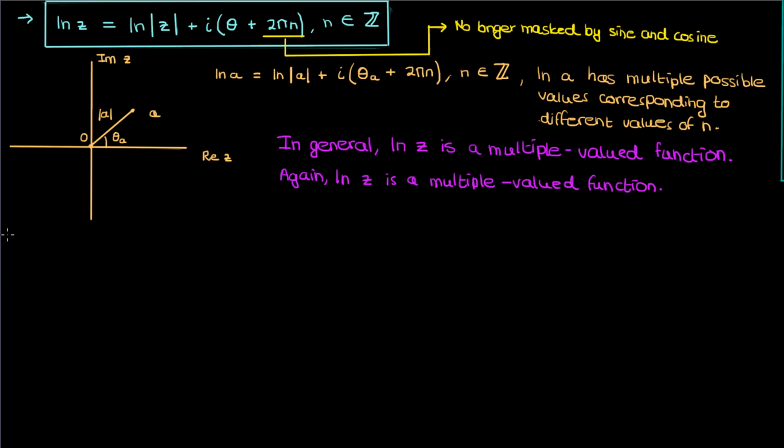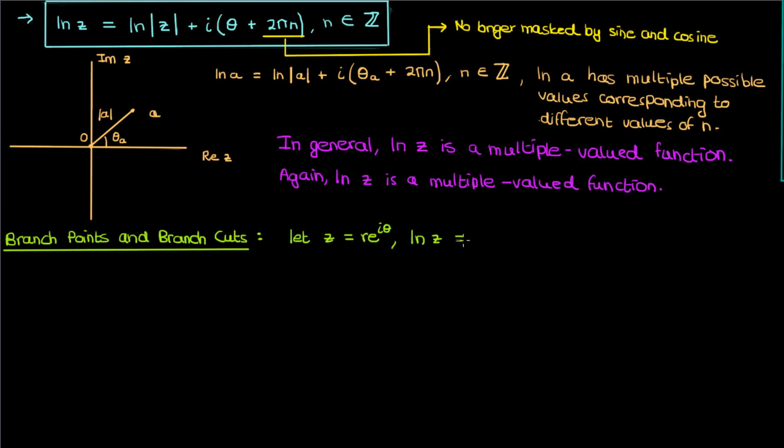Okay, let's move on to the next concept which arises as a result of multiple valued functions, the ideas of branch points and branch cuts. Let's say z is a complex number defined by this polar representation. As we've discussed, the natural log of z is given by this equation. I can change this imaginary term to another angle, capital theta, and end up with the following.